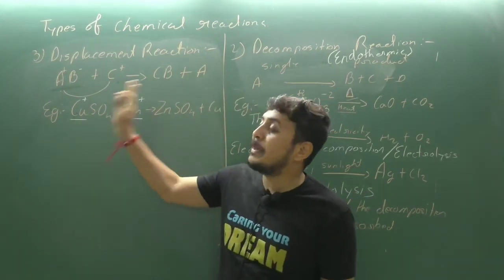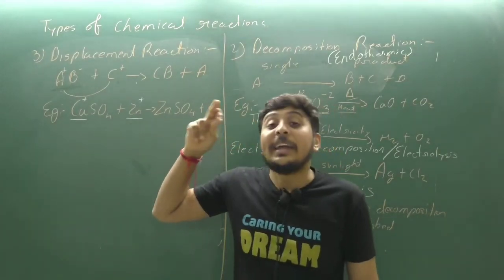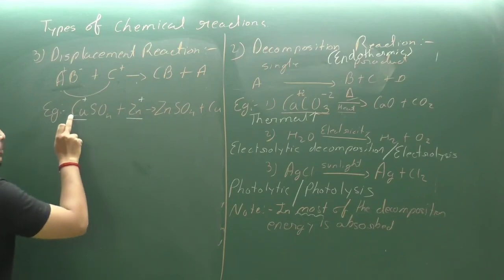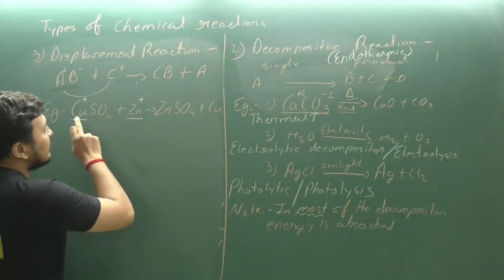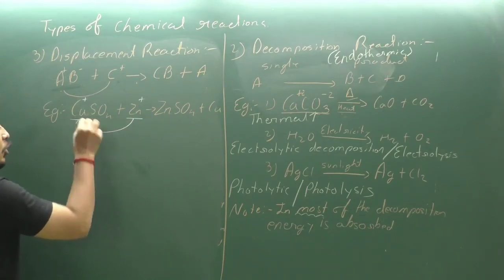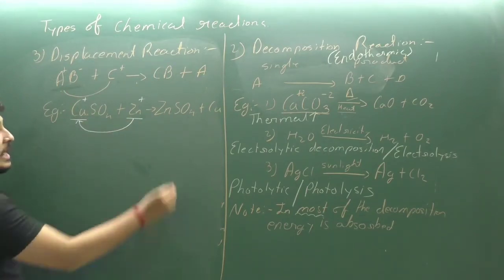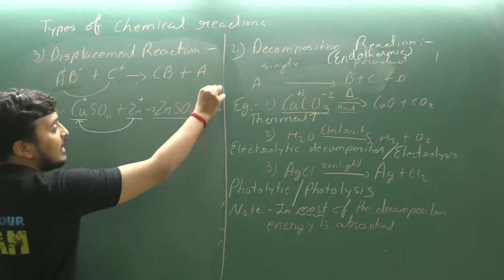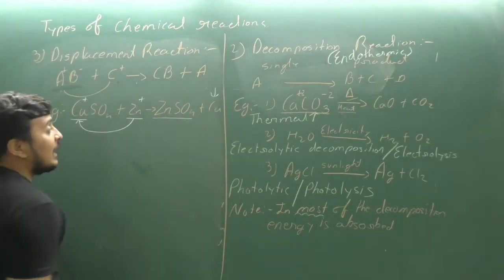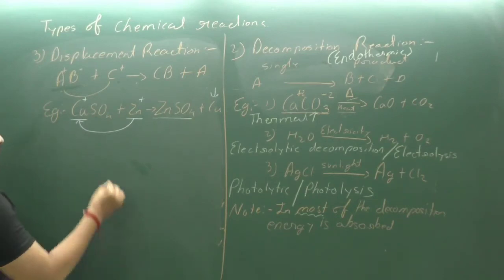Similarly, a positive ion can displace a positive ion. Clear? And it should be even more powerful. See, if this Zn displaces copper from CuSO4, then we can write ZnSO4 instead of CuSO4. Why? Because zinc has displaced copper from its position and formed zinc sulfate, and the copper remains alone. This is a simple displacement reaction.